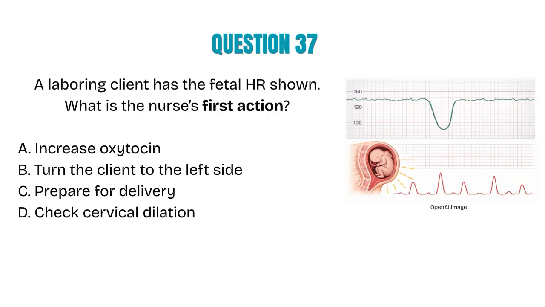Question 37. A laboring client has the fetal HR shown. What is the nurse's first action? A. Increase oxytocin. B. Turn the client to the left side. C. Prepare for delivery. D. Check cervical dilation.